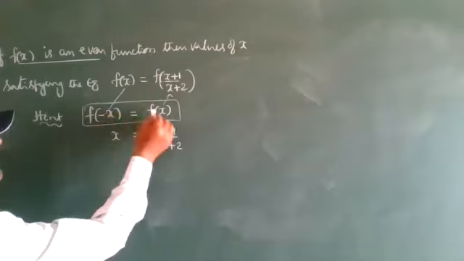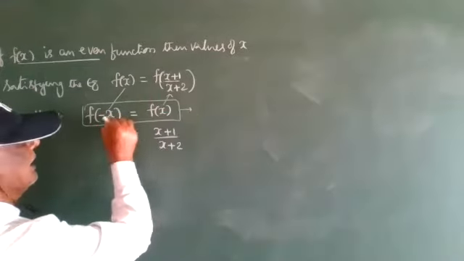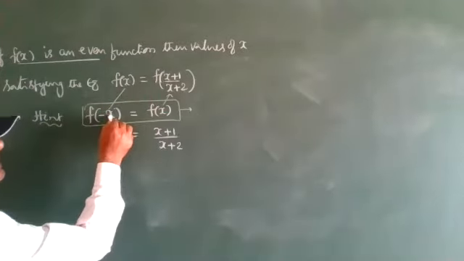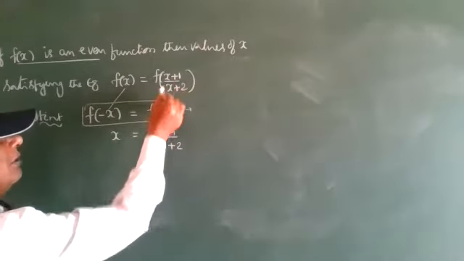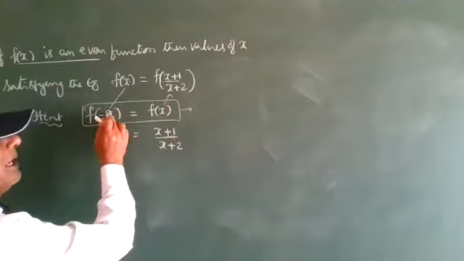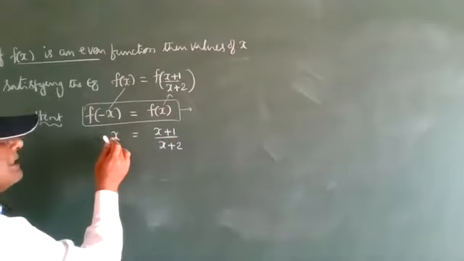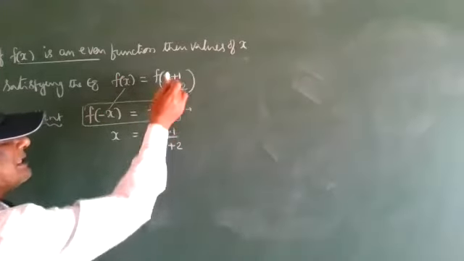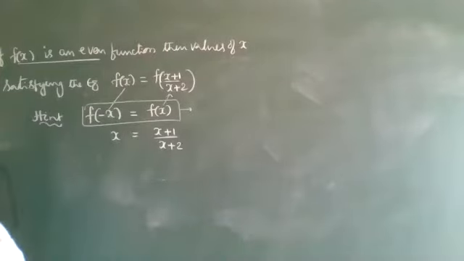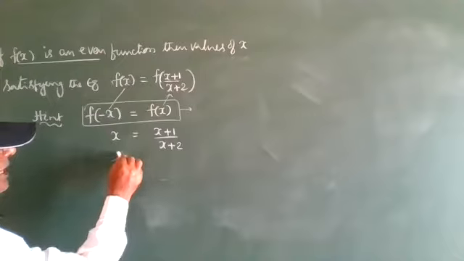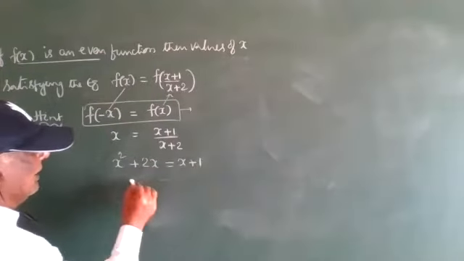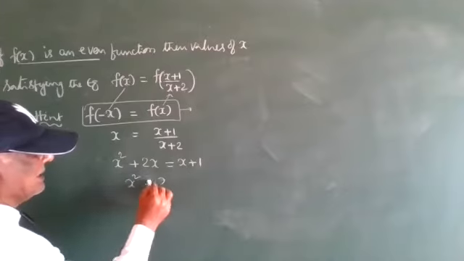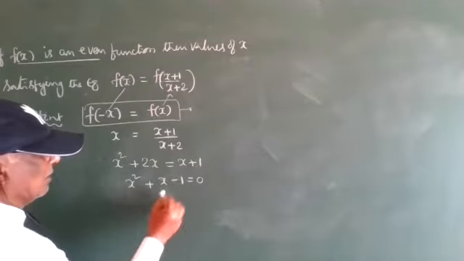Now once again observe. By the even function definition, f of x replaced with minus x gives positive f of x. Compare the f of x value and the x value, left and right. Here minus x place is given by x. Here x place is given by x plus 1 by x plus 2. Cross multiply and simplify, you get the answer. x square plus 2x is equal to x plus 1. x square plus x minus 1 is equal to 0.